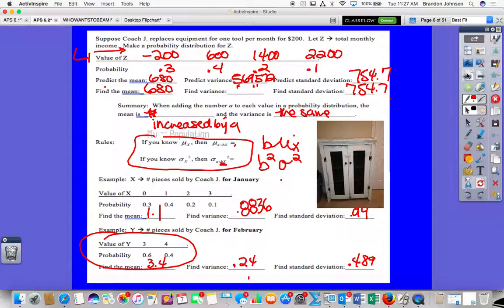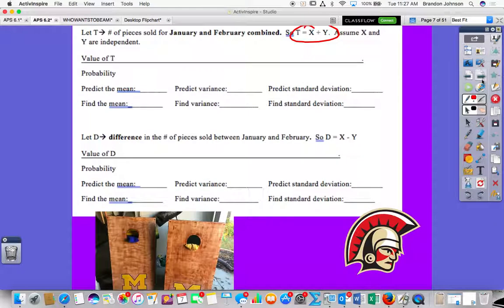Good, Matthew. So here's how you find the probability. 0 and 3. Listen to my wording. 0 and 3. What do I do with these two? Multiply them. Because think about it, we multiply them because they are independent of each other. So 0 plus 3 is 3. 0.3 times 0.6 is what? 0.18, right? So in this example, 3 would have a probability of 0.18.